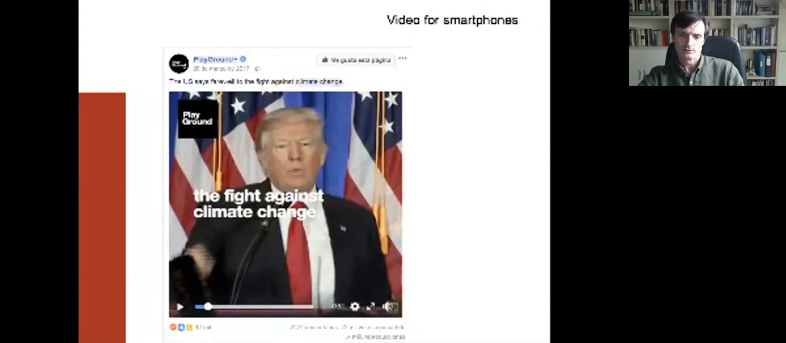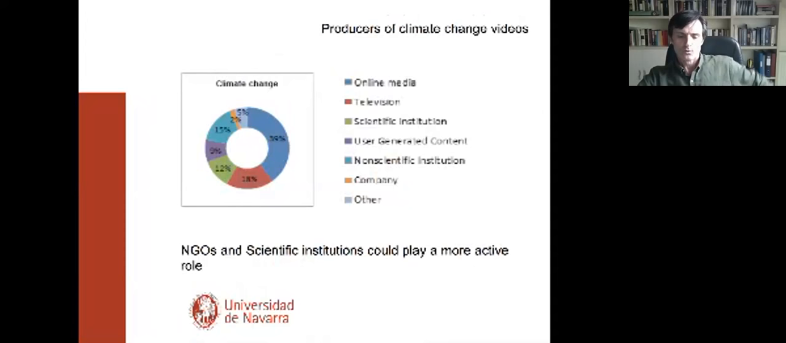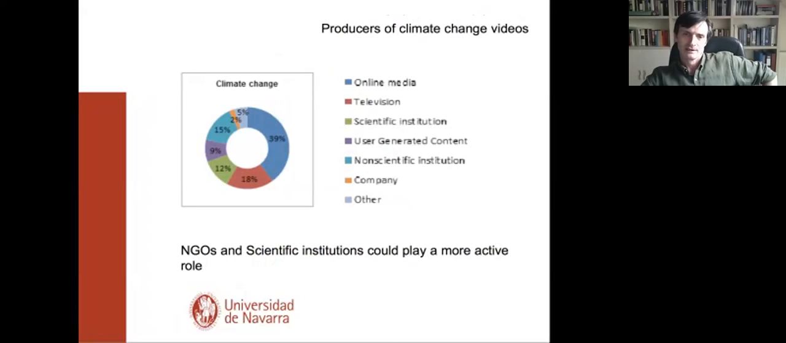Also, we did some research on who are the main producers of climate change videos. And we found out, as you see here in this chart, that over half of the videos are produced by either online media or television. In other words, mass media. Whereas the scientific institutions are producing very little of those videos. The same goes for the non-scientific institutions, 15%.